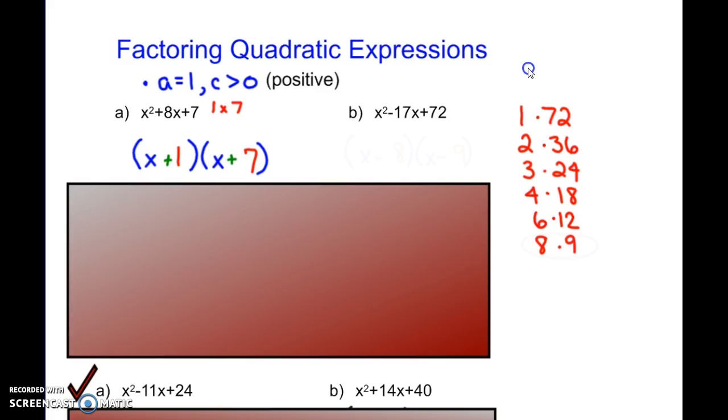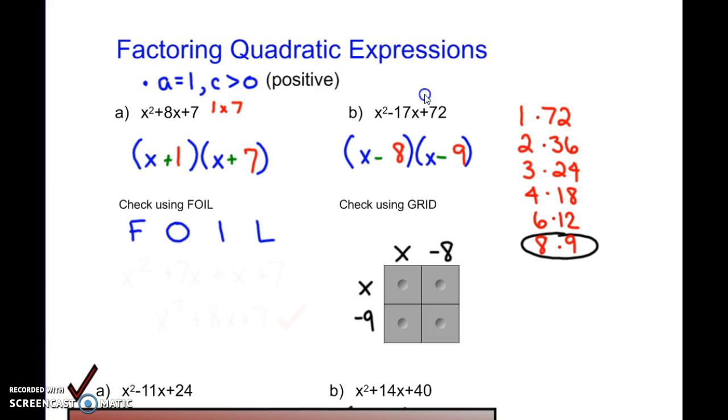8 times 9 is 72. 8 plus 9 is 17. So this is the one I want. So I'm going to still start with my x's. It's x times x, and then I'm going to put in my 8 and my 9. It doesn't matter the order. And then I look: the only way to get a positive 72 and a negative 17 is to have them both be negative. Now we're going to check both of these using two of the methods that we learned before.